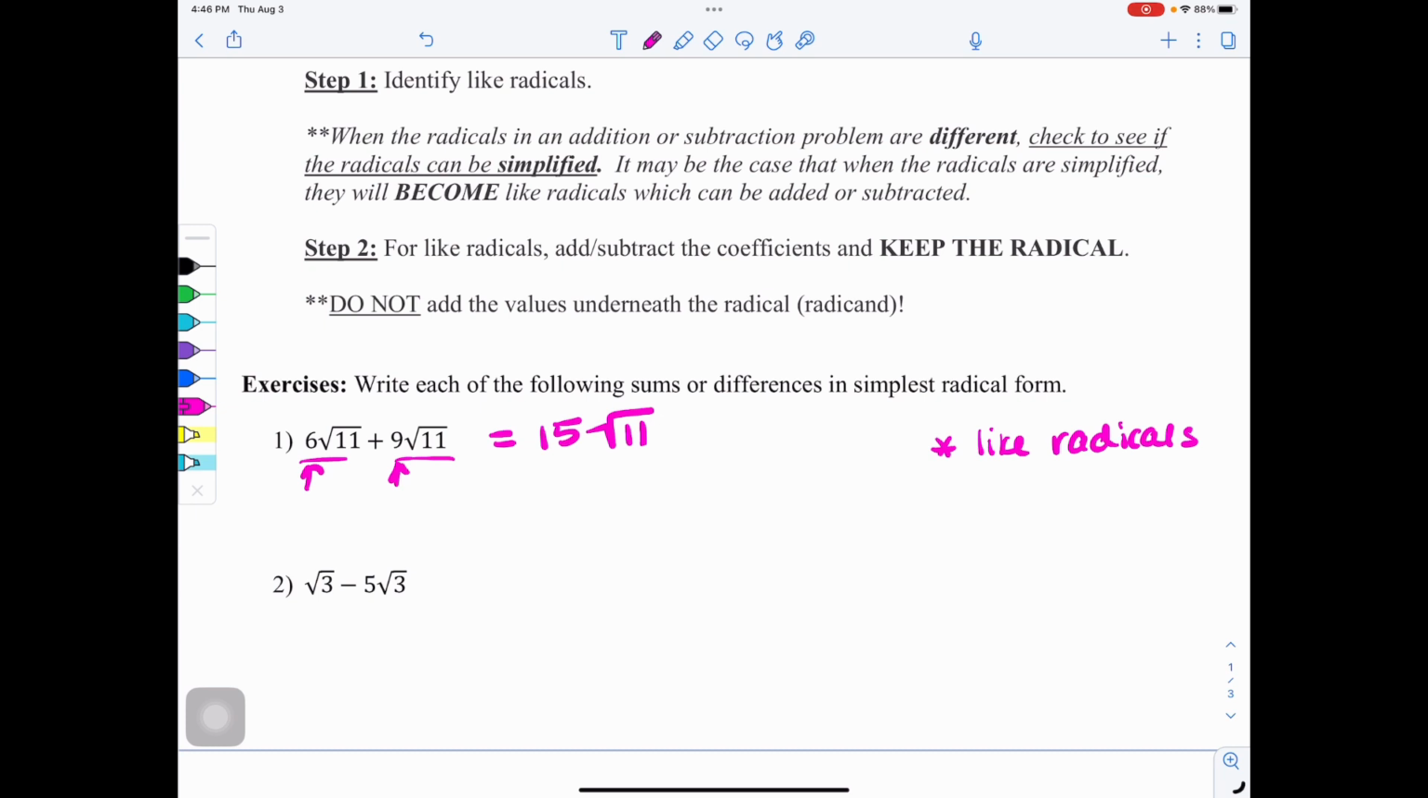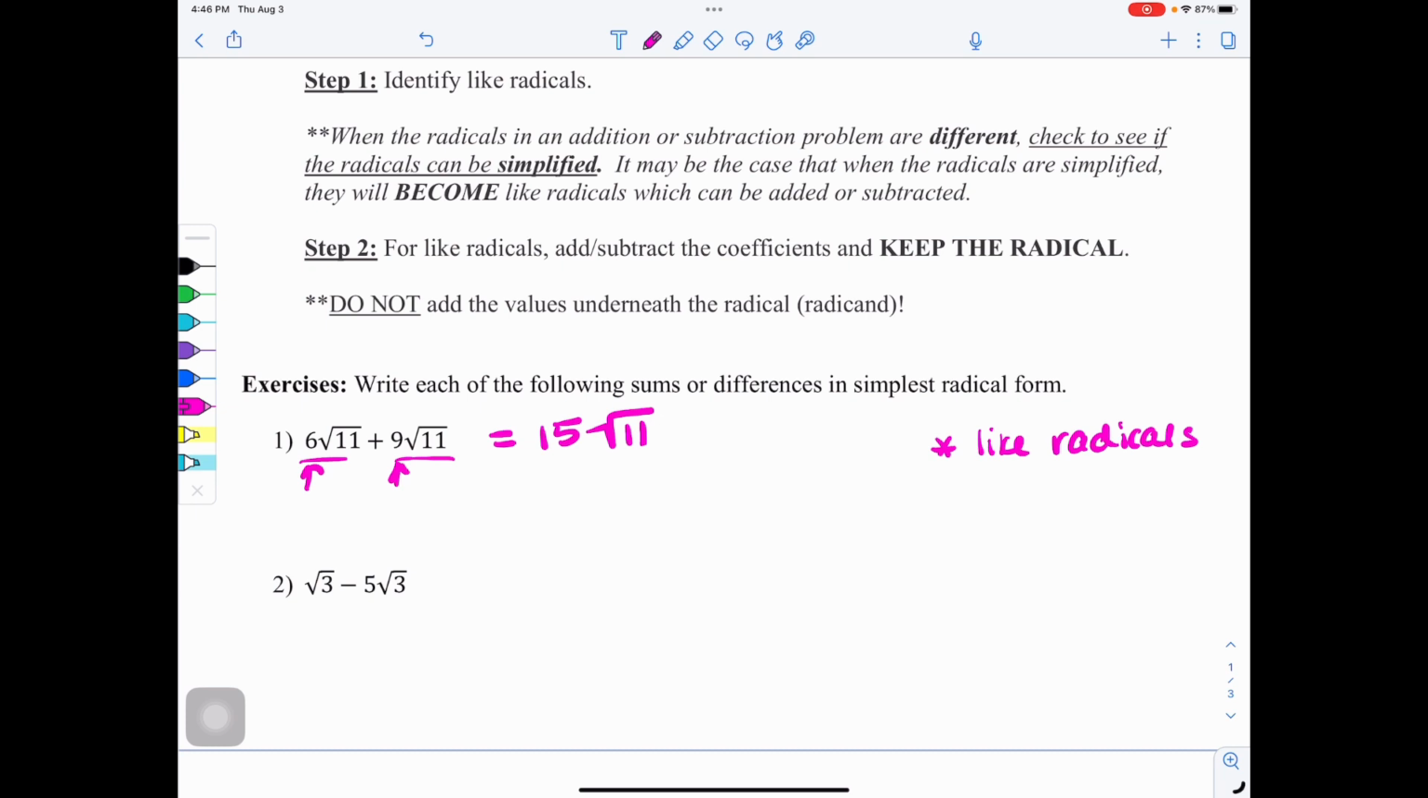Now, just like any answer, I should look to see at the end if I want to simplify it as well. Like if I was working with a fraction and I got the answer 6 over 3, I wouldn't leave that as my answer. I'd just make it 2. So I should still look and see, can this be simplified? It cannot. Square root of 11 is as simple as it's going to get.